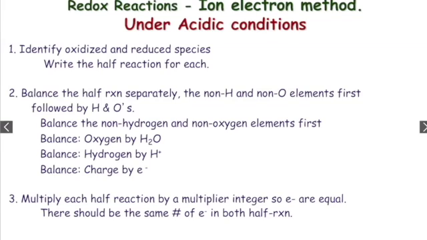Okay, so when the electrons are on the reactant side, that's going to be your reduction reaction. When the electrons are on the product side, that's going to be your oxidation reaction. The oxidation reaction, just to confuse you more, is your reducing agent. The reduction reaction, just to confuse you more, is your oxidizing agent.